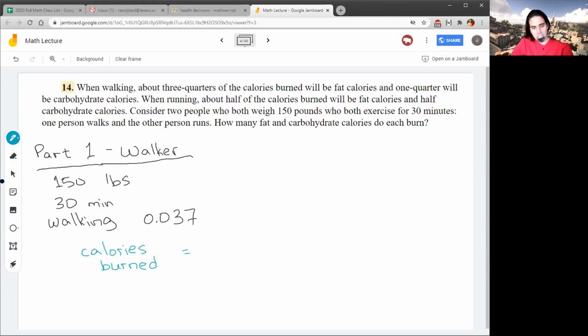So we multiply these three together. And we get about 167 calories. I'm rounding again for that same reason.